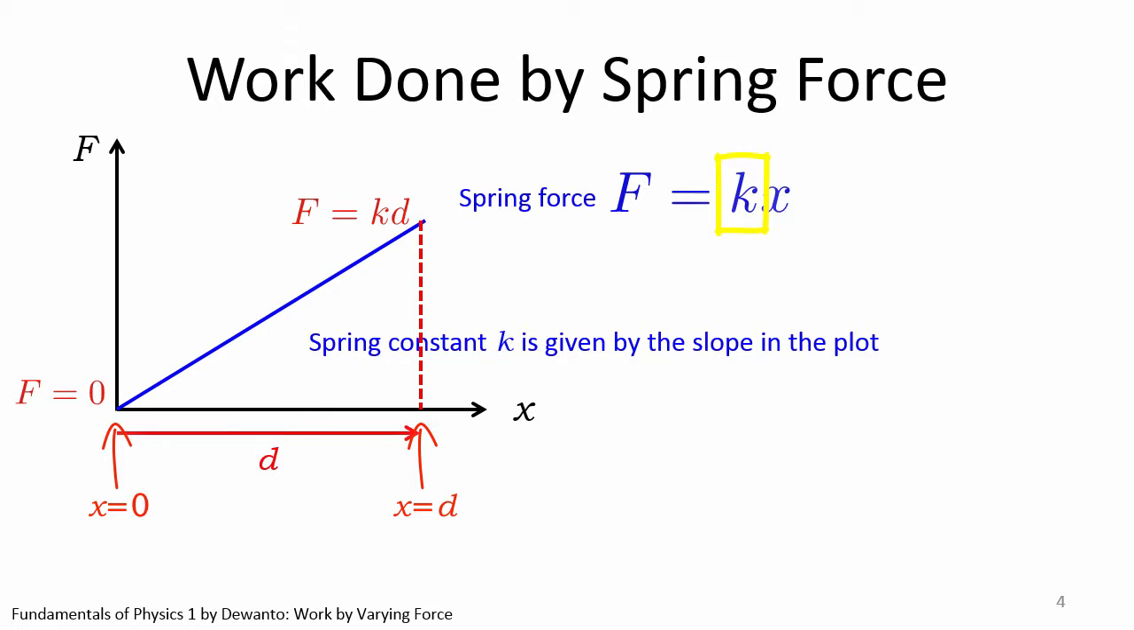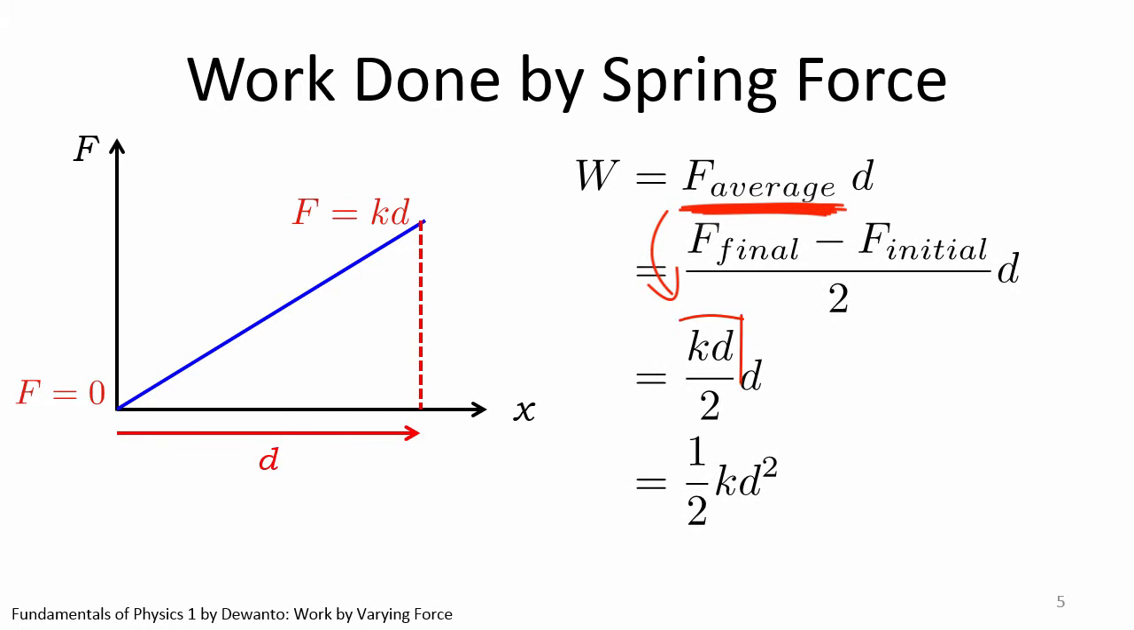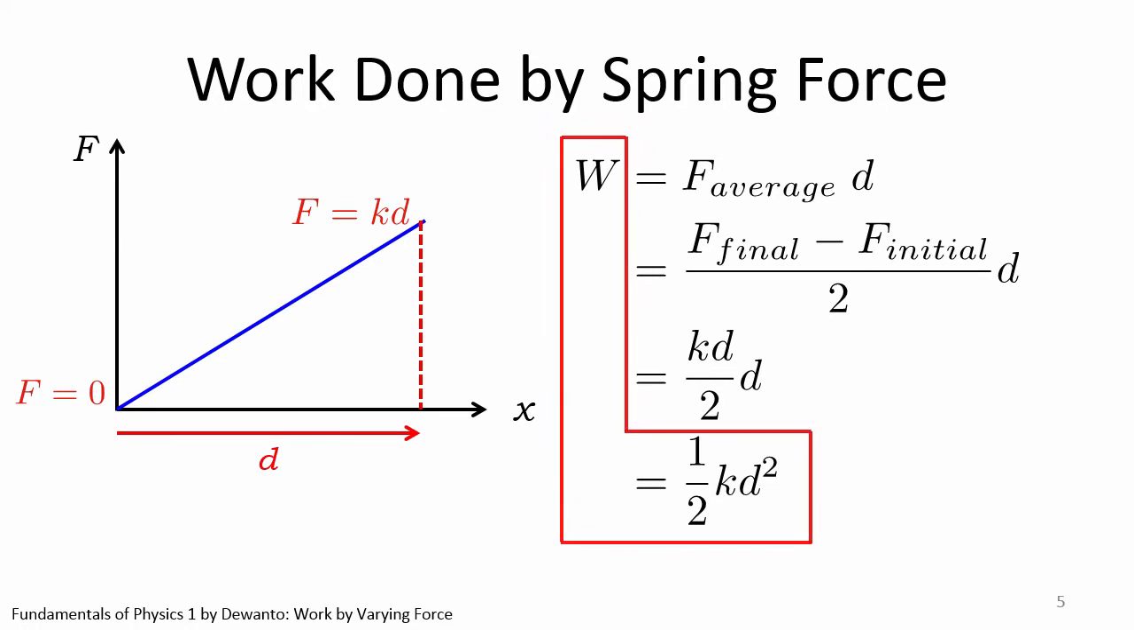Hence, if we are to compute the work done on or by the spring using the formula we learned in the beginning of this chapter, we shall replace the constant force by the average force to stretch a spring. It is easy to deduce this average force, because if it is initially 0 and it is finally k times d, and it increases linearly, the average will be exactly in between the two extremes, half of k times d. Hence, the work done by spring force is given by half k d squared.